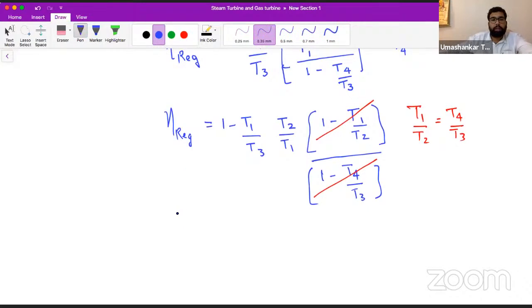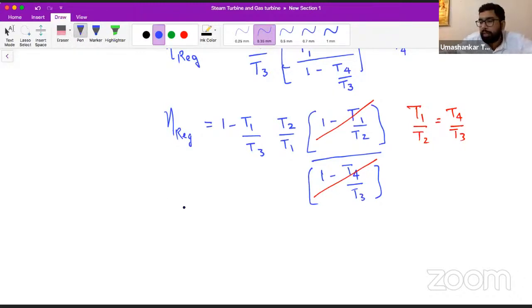So what is our efficiency with regeneration coming out to be? It is 1 minus T1 by T3 into T2 by T1, which is Rp to the power gamma. Let me write here. There is not much space left, so I'm erasing it and writing it again.